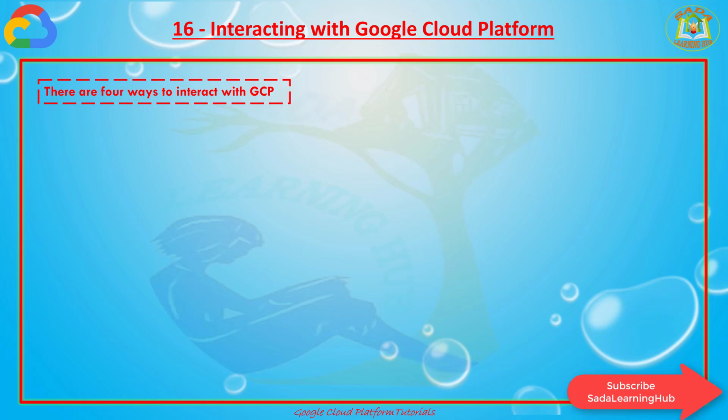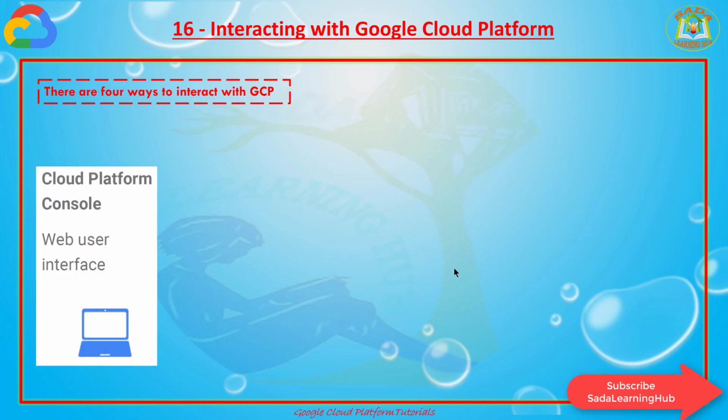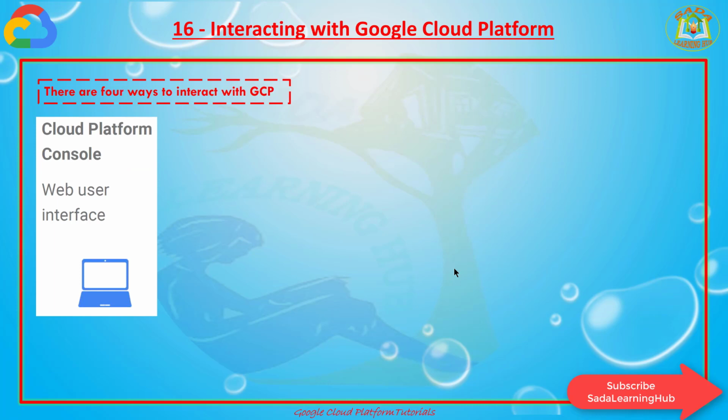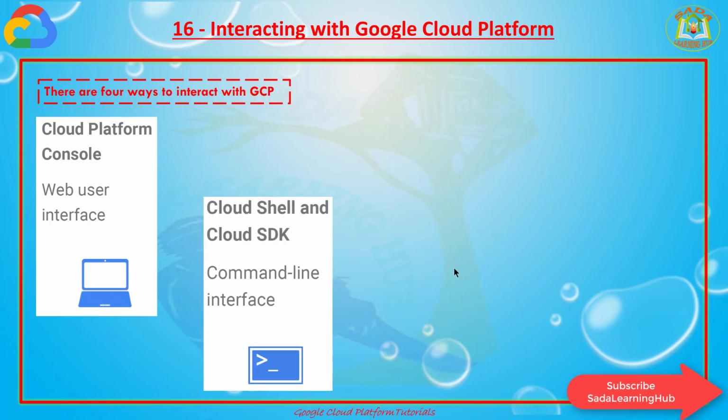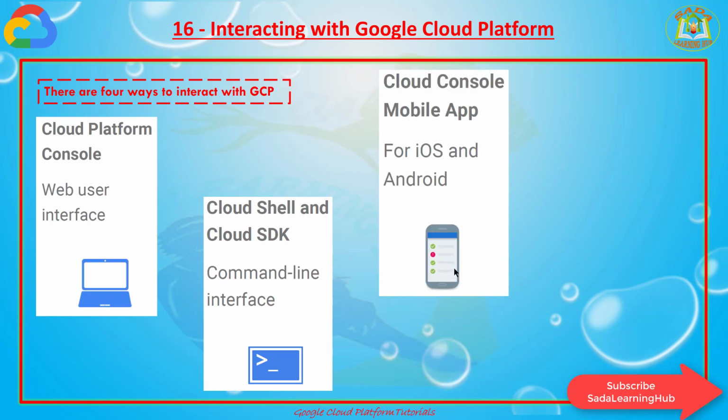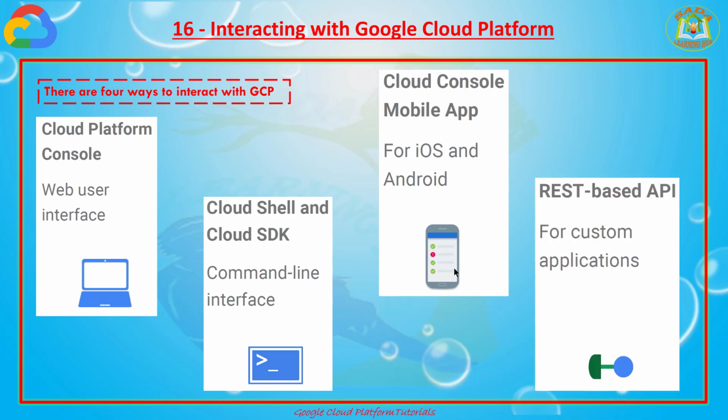Now, moving to the video. To interact with the Google Cloud Platform, there are four different ways. The first one is Cloud Platform Console. The second one is Cloud Shell and Cloud SDK. And the third one is Cloud Console mobile app. And the fourth one is REST-based API. These are the four different ways you can use to interact with the GCP. Now, I'm going to discuss each and every one of them.